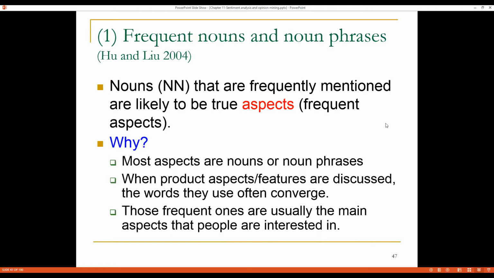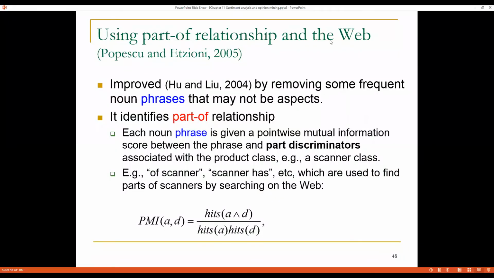Nouns that are frequently mentioned are likely to be true aspects, frequent aspects. Why? Because most aspects are nouns or noun phrases. When product aspects or features are discussed, the words used often converge, and those frequent ones are usually the main aspects that people are interested in. So by removing some of the frequent noun phrases that may not be aspects, they were able to improve this.